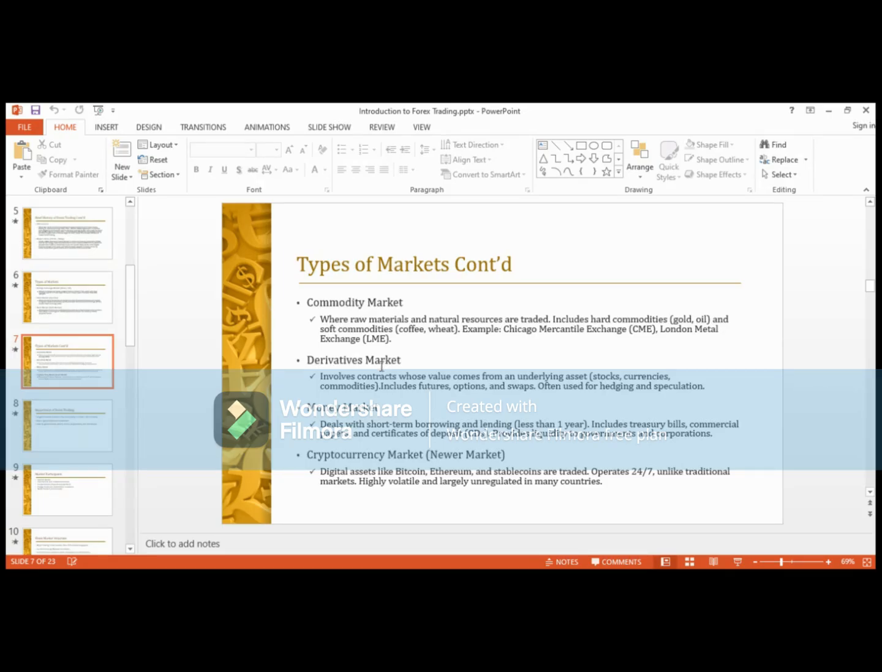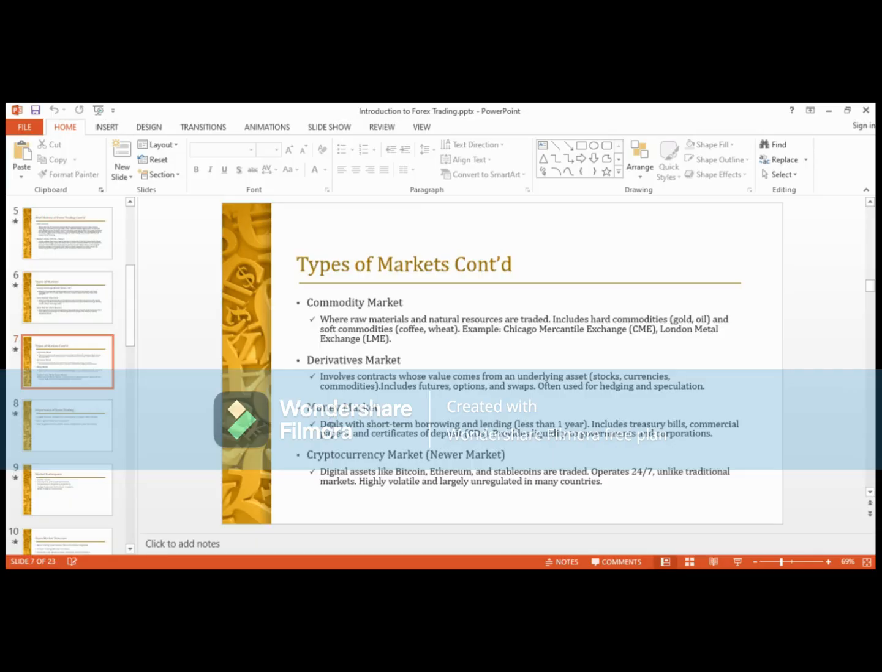We also have the money market, which deals with short-term borrowing and lending of less than 1 year, which also includes treasury bills, commercial papers, certificates of deposit, and this type of market provides liquidity to governments and corporations.